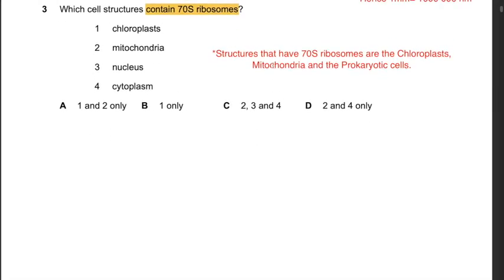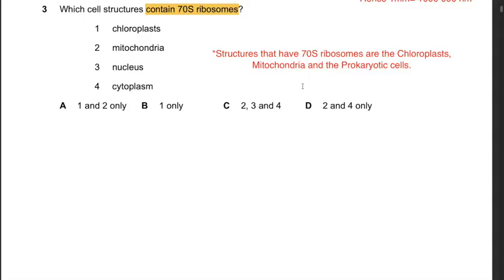Question 3. Which cell structures contain 70S ribosomes? Structures that have 70S ribosomes are the chloroplasts, mitochondria, and the prokaryotic cells. Therefore, if you go to the answers 1, 2, 3 and 4, the obvious and correct answer would be 1 and 2, chloroplasts and mitochondria.